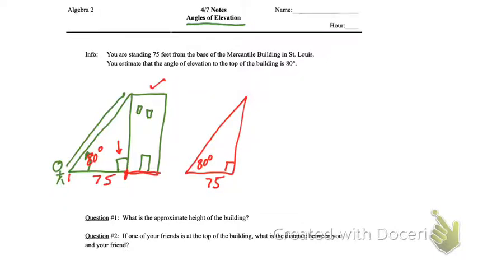Then we can look at our questions and see, what are we supposed to find? It says, what is the approximate height of the building? Well, the height of the building would be right there, that other leg. Now we would simply say, what do we have? We have the opposite side of our 80 and we have the adjacent side to our 80. So that's a tangent. We would say the tangent of 80 equals the opposite side x over the adjacent side 75. Because remember, TOA: tangent is opposite over adjacent.